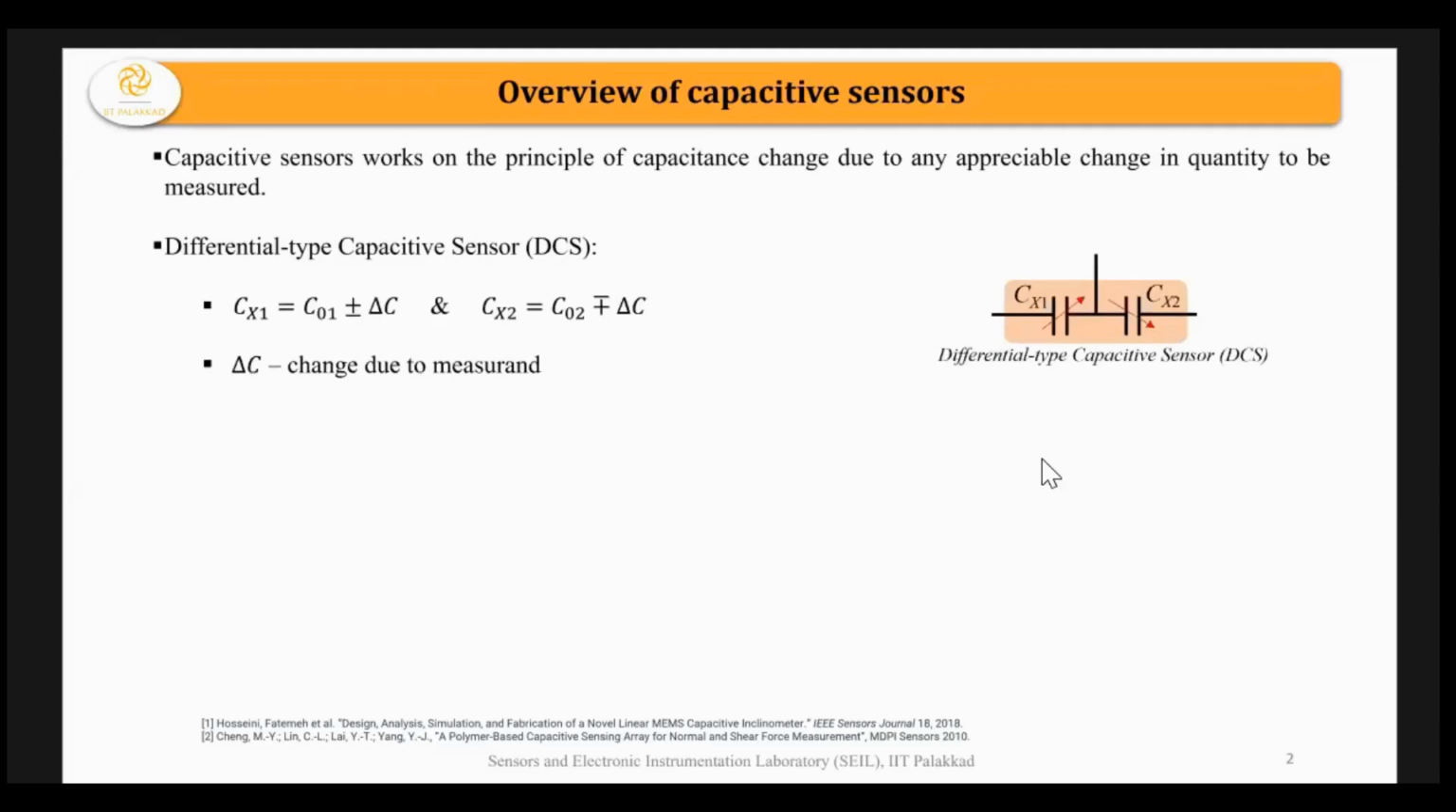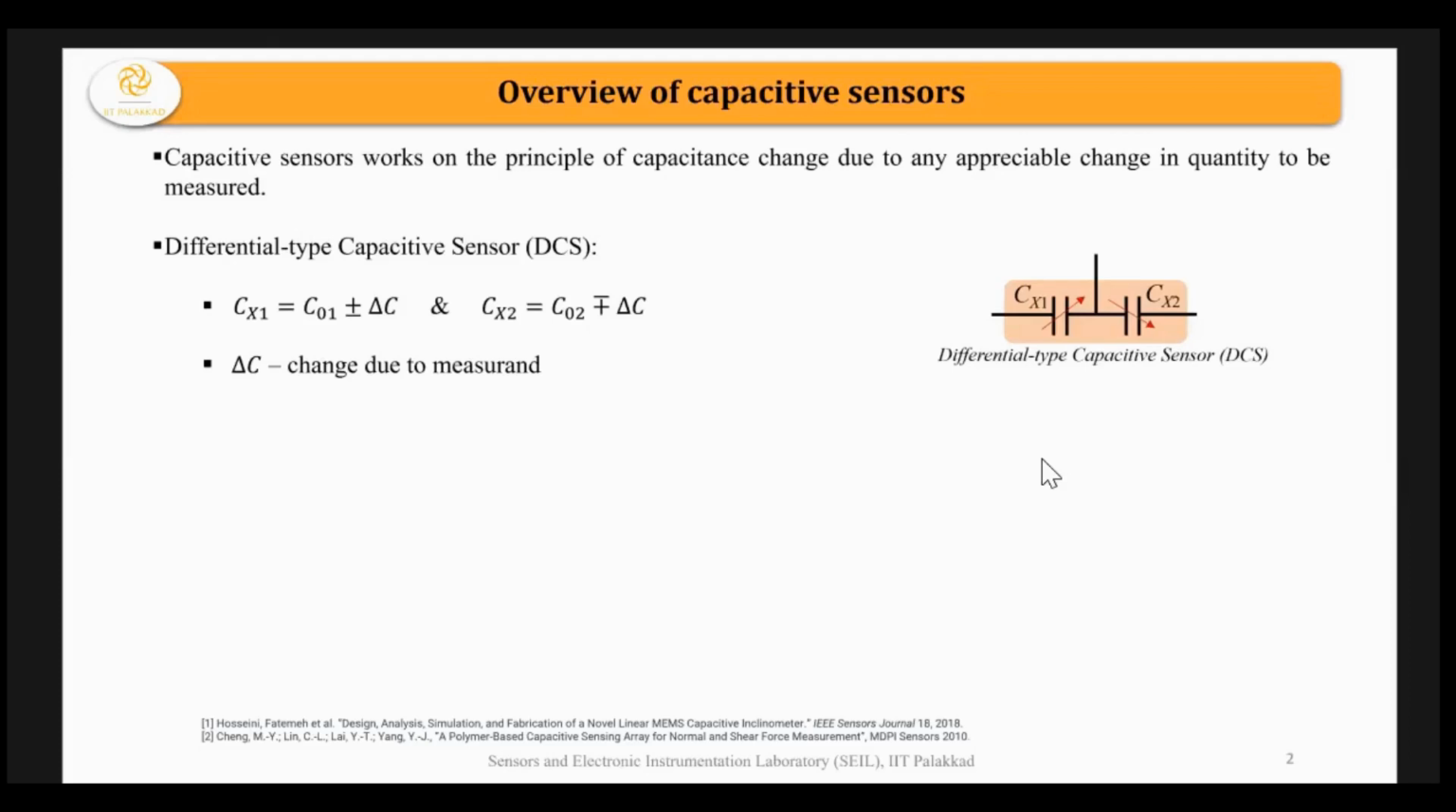It basically consists of two capacitors, say C01 and C02, and the capacitances of this sensor change differentially in the presence of the measurand. That is, if C01 increments by a particular value, C02 will decrement by the same value. So we can represent C01 as C01 plus or minus delta C, and C02 as C02 minus or plus delta C, where delta C represents the change in capacitance due to the measurand, and C01 and C02 are the offset capacitances possessed by those capacitors.